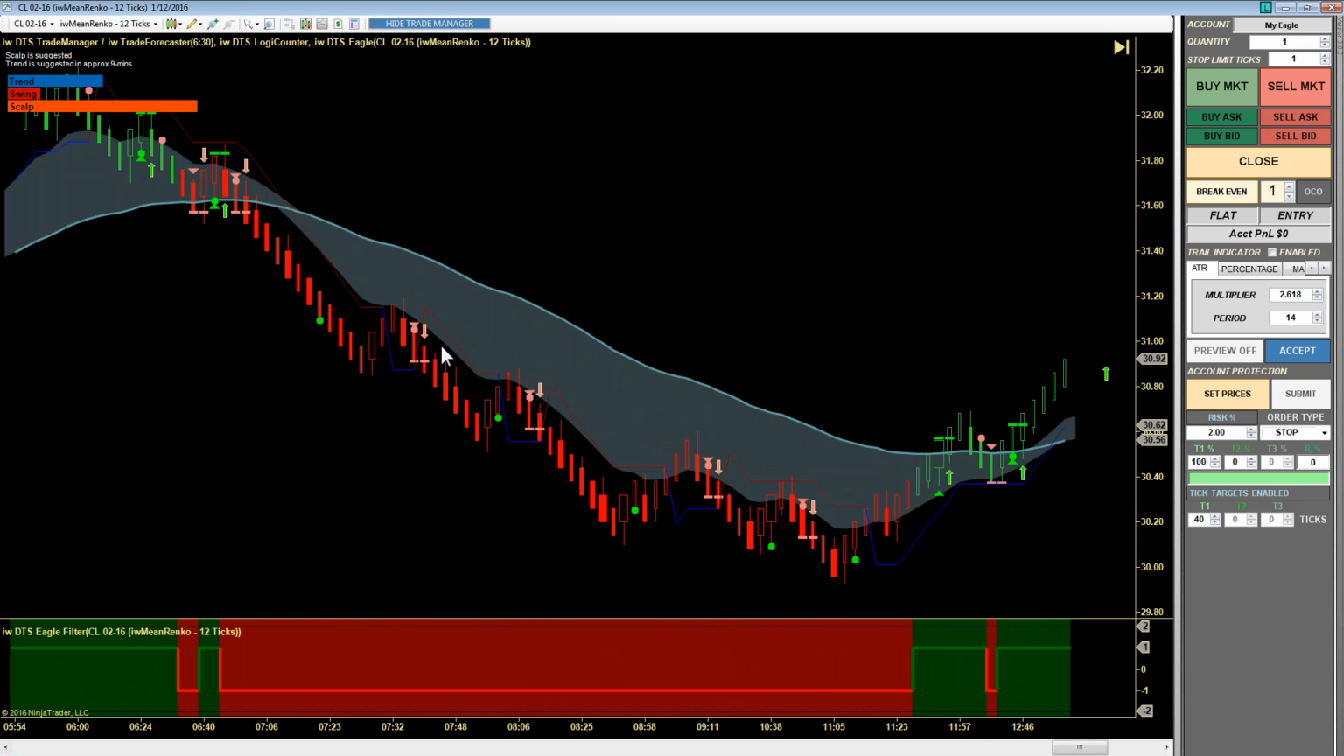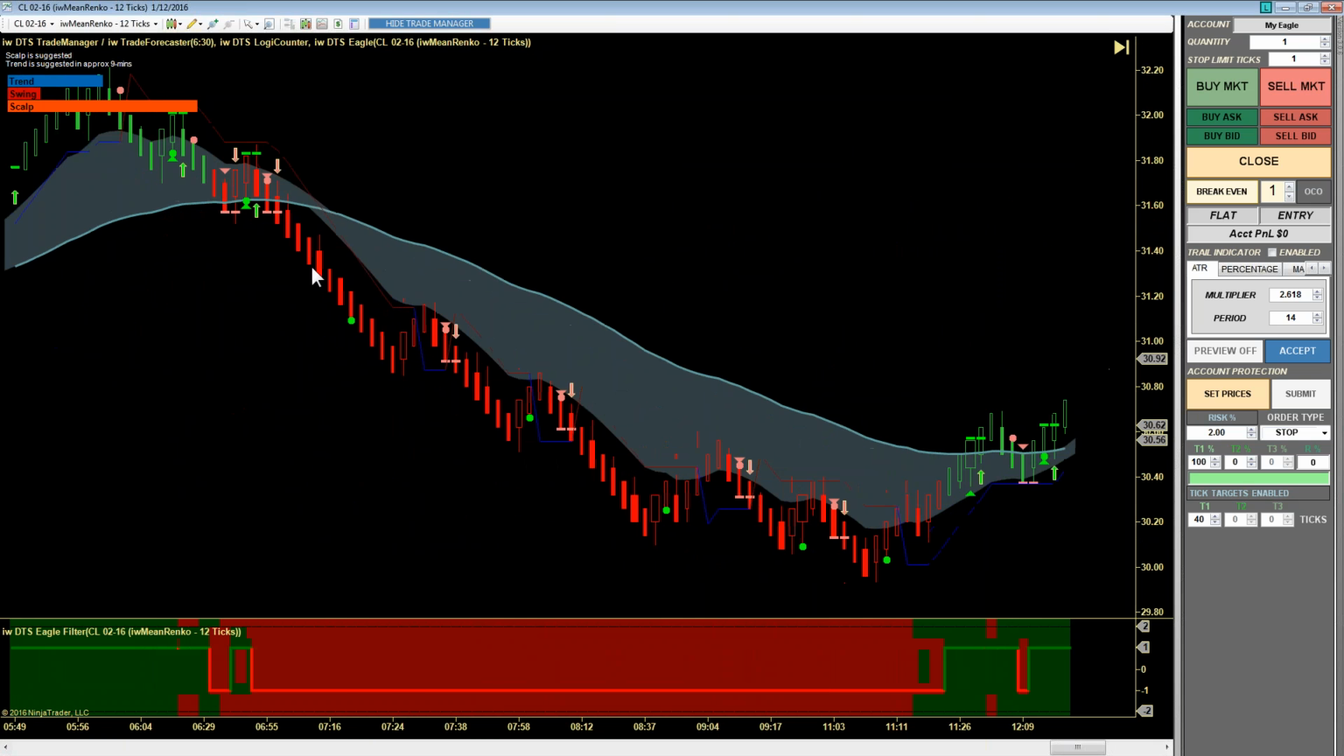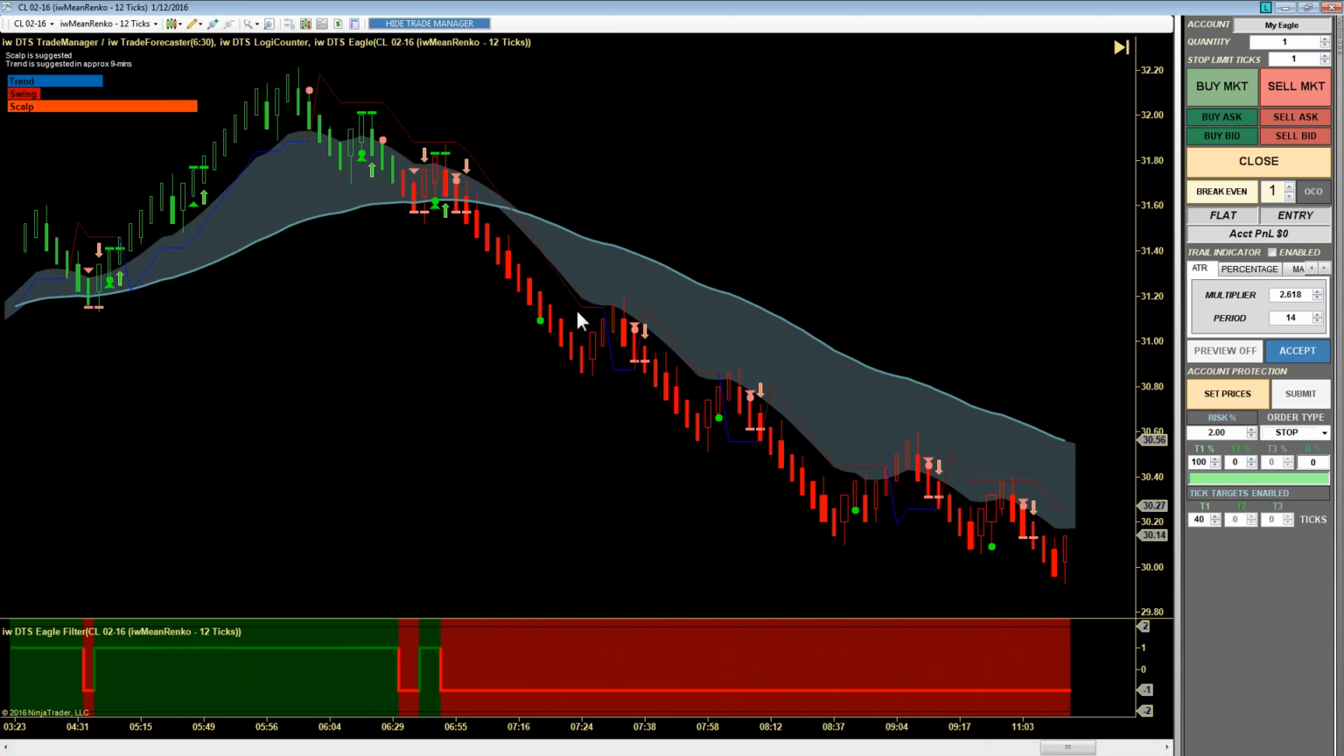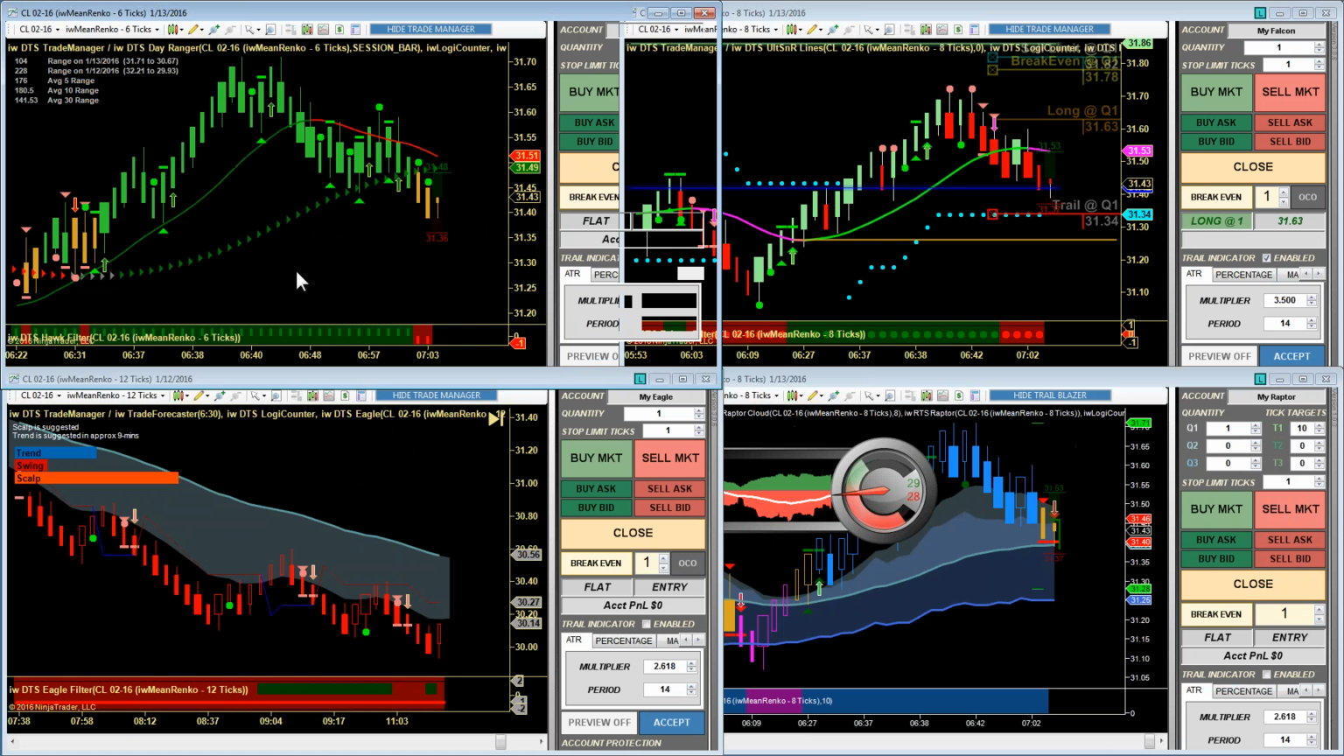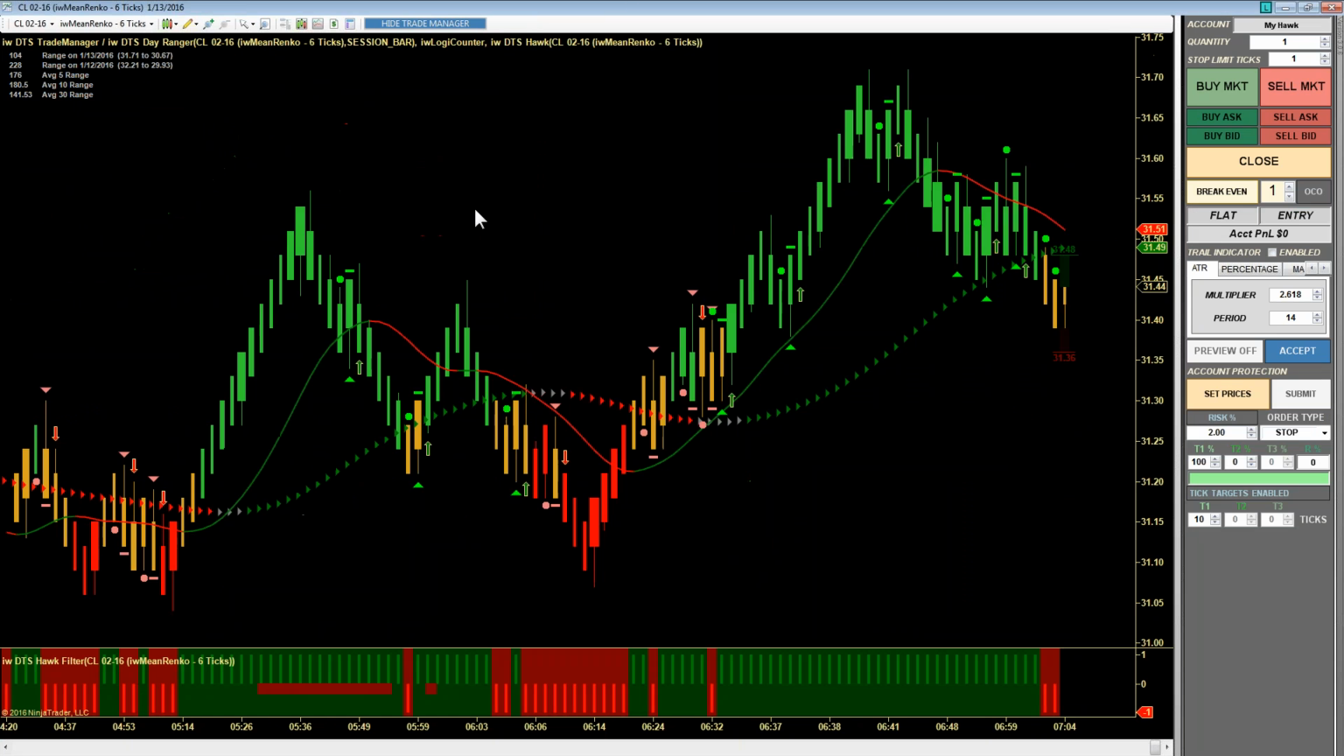Look at the nice smooth progression. So when you get these types of days developing, I can tell you, well, here, I don't have to tell you, I can show you. Let's take a look at what was going on here on the Hawk yesterday.